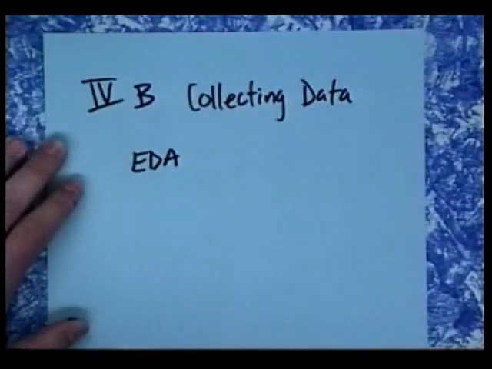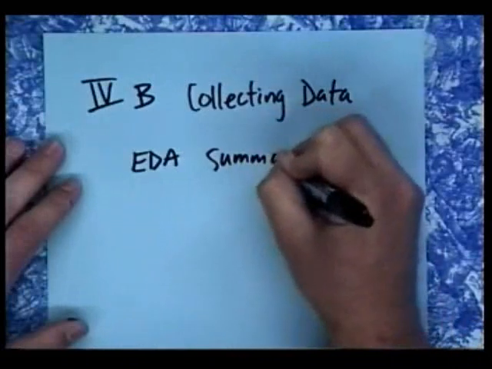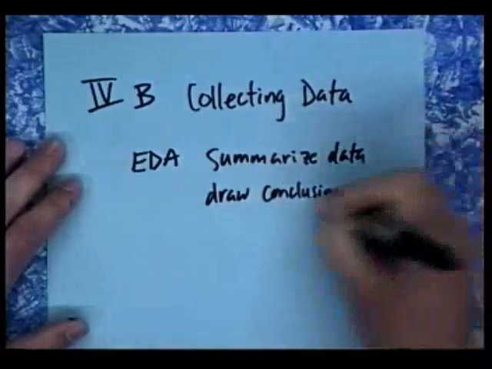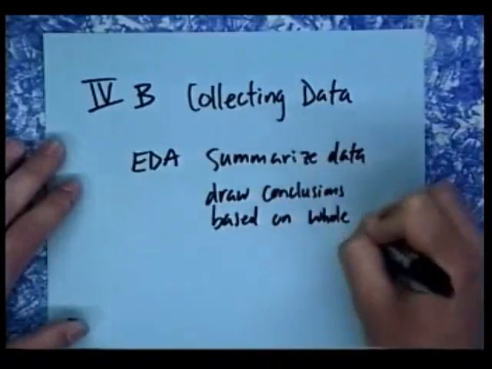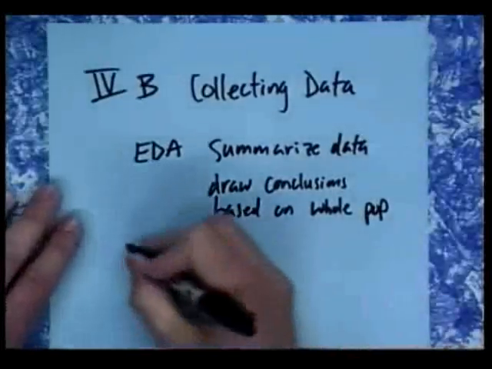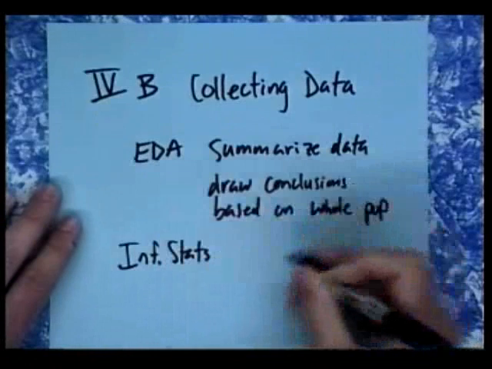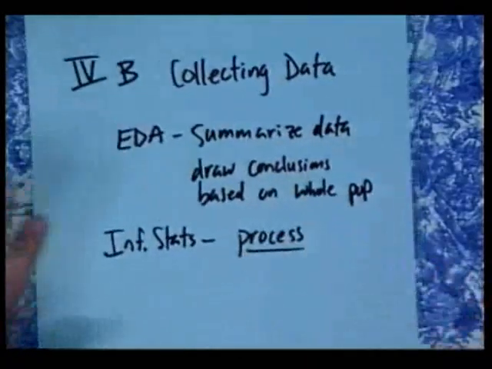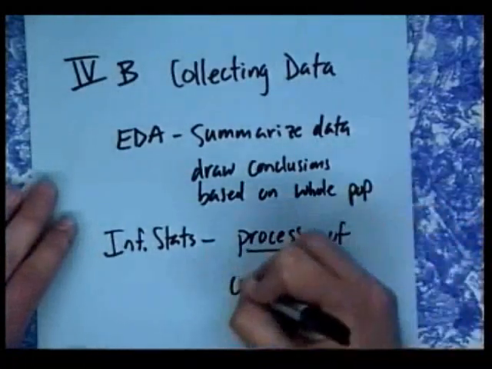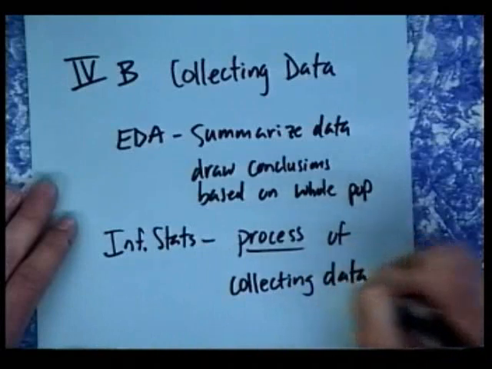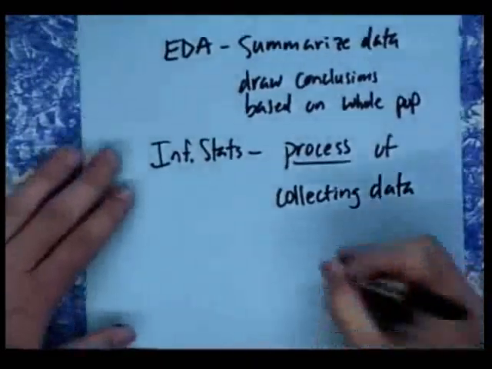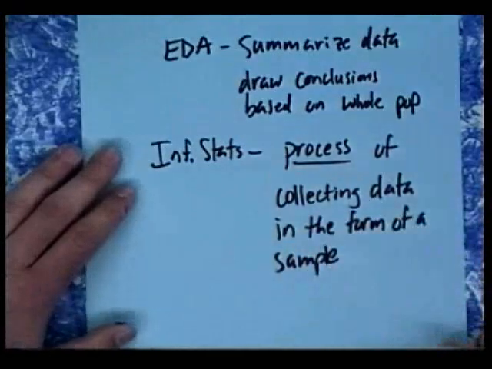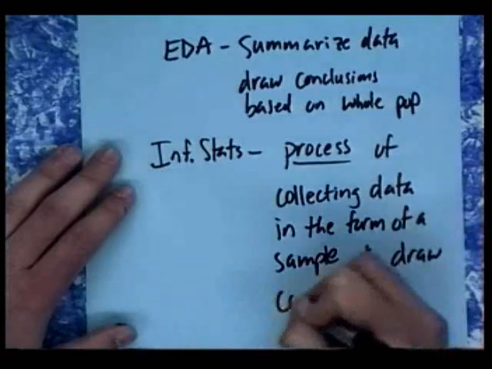Exploratory data analysis tries to summarize data and draw conclusions based on the whole population. Inferential statistics: it's the process of collecting data in the form of a sample and again drawing conclusions.